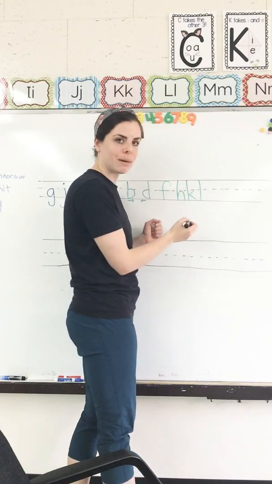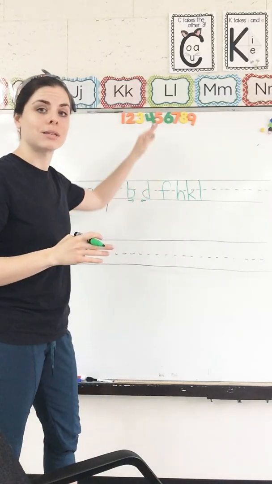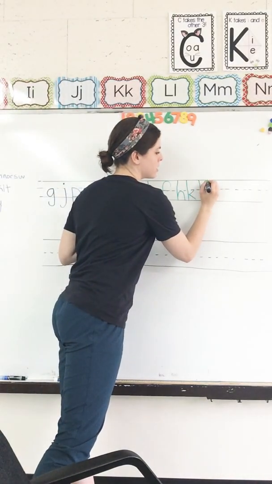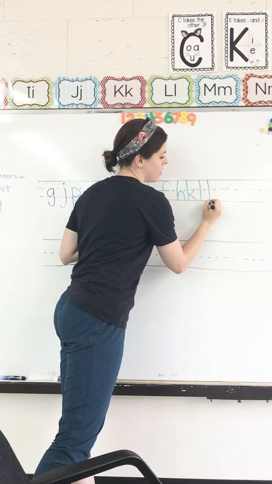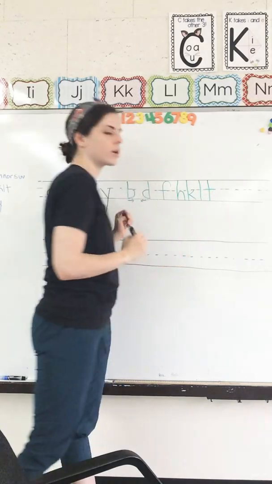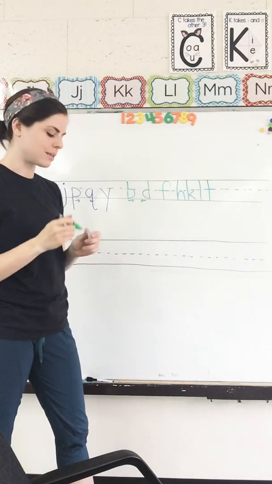Touches the top and the bottom. That is the rule with the tall letters. They touch both, always. And letter T, start at the top, all the way down, and the middle lines line up. So my T going across, it lines up.